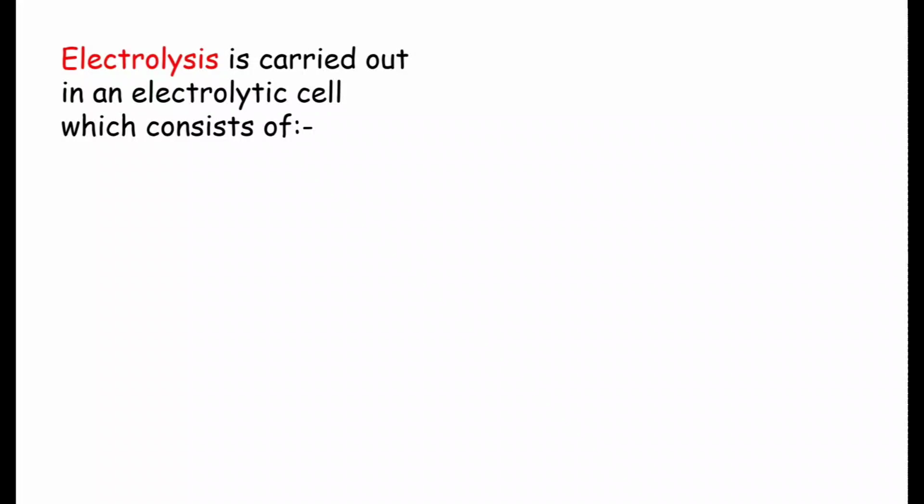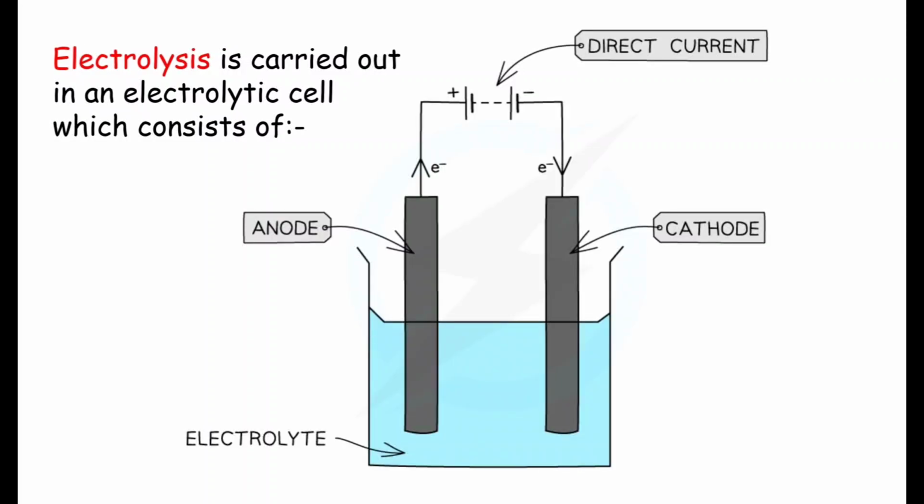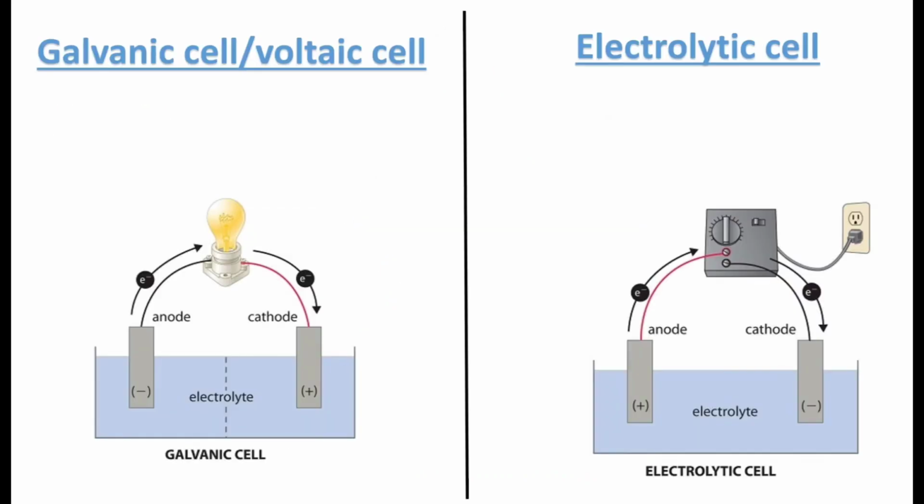Electrolysis is carried out in an electrolytic cell, which consists of an electrolyte, two electrodes, and the power supply, which is direct current. Now, let's look at the similarities and the differences between the voltaic cell and electrolytic cell.